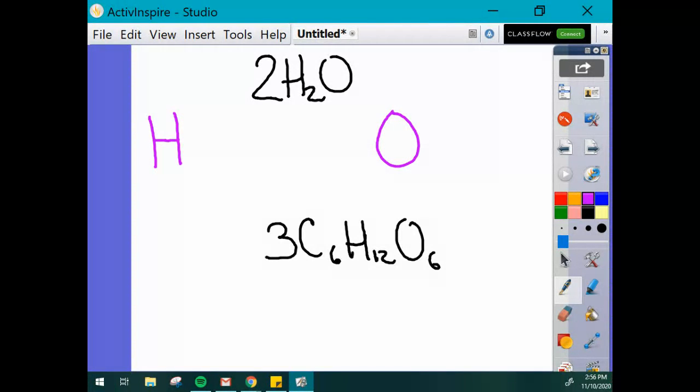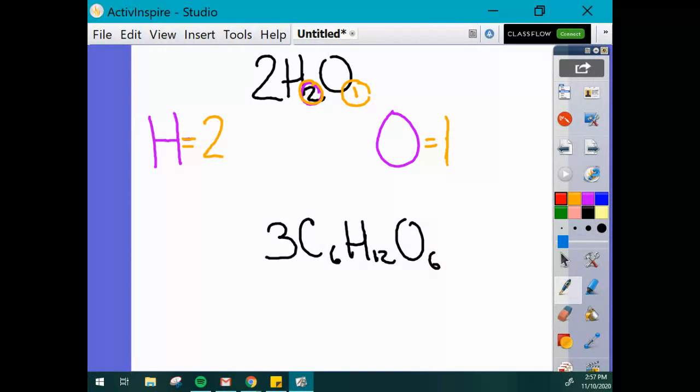In each water molecule, it tells me that I have two hydrogens. Let me change the color here. I've got two hydrogens and one oxygen. So I'm going to bring down those subscripts, 2 and 1, next to my elements.